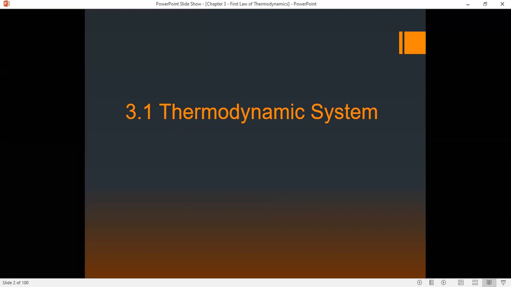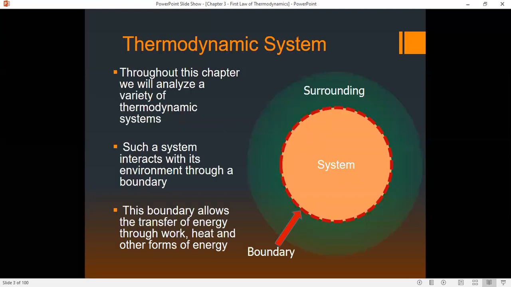And thermodynamics became a very big branch of physics at the time that the steam engine was being developed and refined. Physicists were trying to improve the efficiency of these engines and get as much work out of the system as possible. So let's talk about a thermodynamic system. We will talk about a system and how it interacts with its environment.